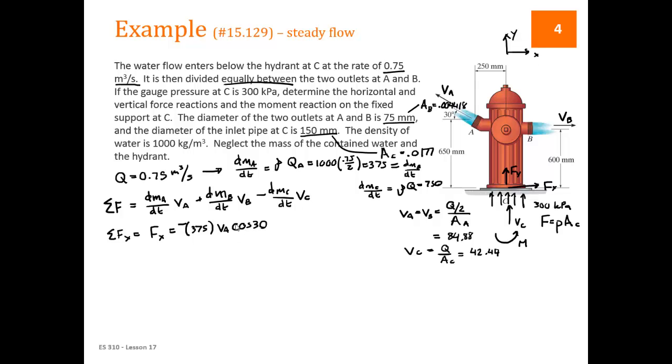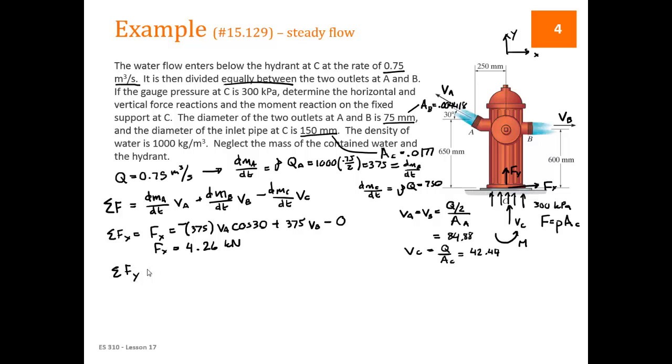So that's the x direction of VA. Then we have plus 375, which is dmB/dt, times VB. All of VB is in the x direction, so VB. And in the C direction there is no x flow because the water's coming straight in. So we plug in our VA and VB, which are both equal to 84.88, and we get that Fx is equal to 4.26 kilonewtons.